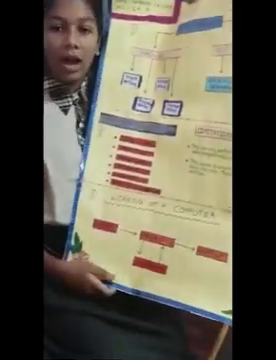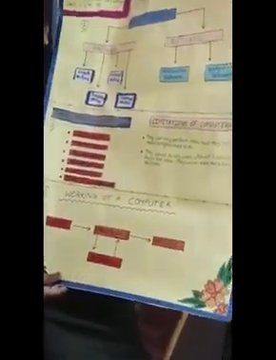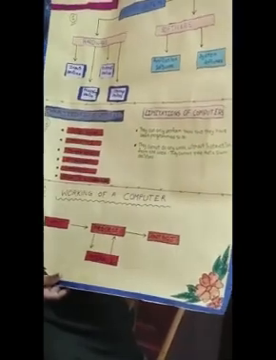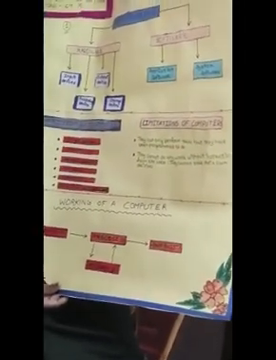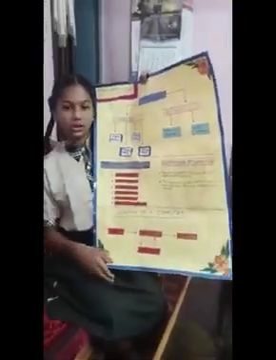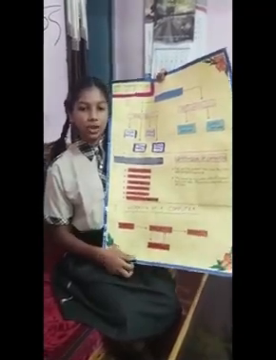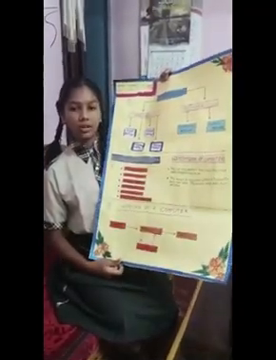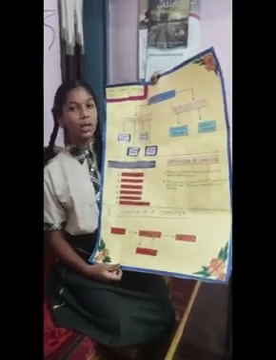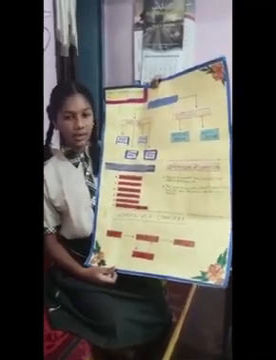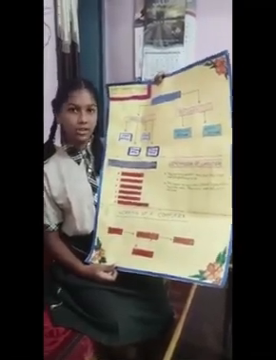Output is the result obtained from a computer system after processing. Example, monitor, printer, etc. Storage: a computer stores data and instruction for processing. Example, RAM, hard disk, CD, pen drive, etc. That's all. Thank you.